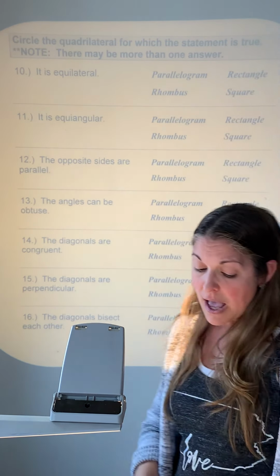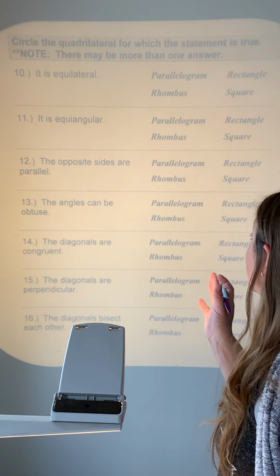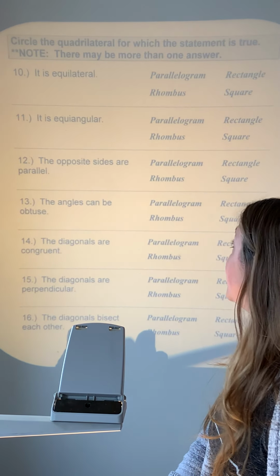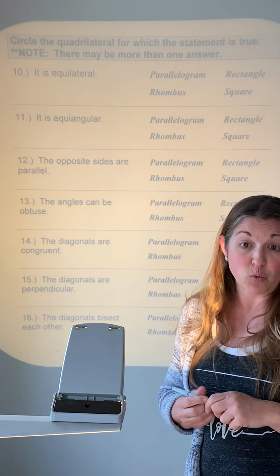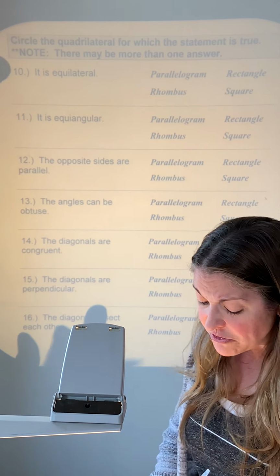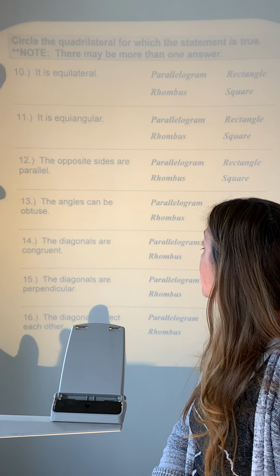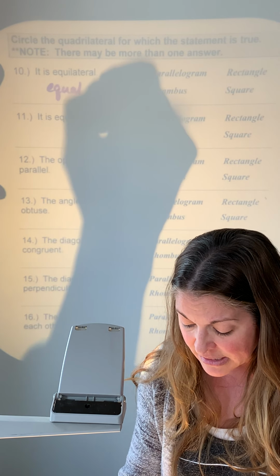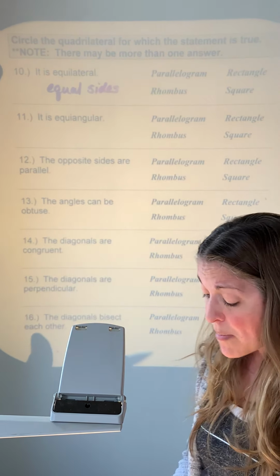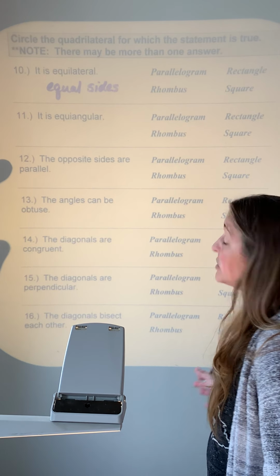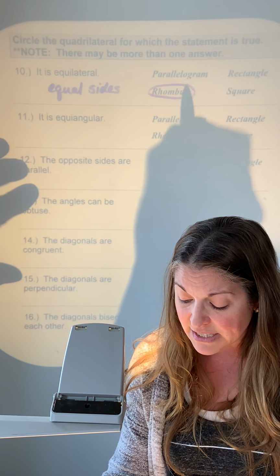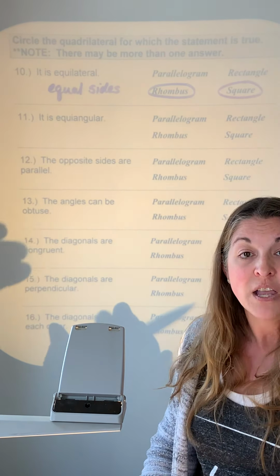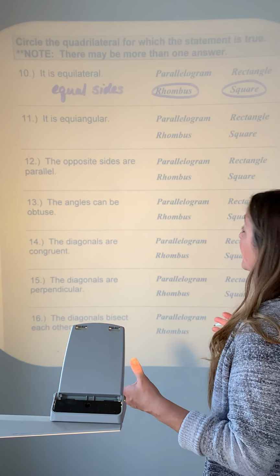So number 10, I'm asking you, basically guys, for this section, I just want you to circle one of the parallelograms, one of the quadrilaterals there, for which the statement is true. And there will be more than one answer, okay? So the first one was, it is equilateral. Well, remember what equilateral means. It means equal sides. So if you remember, we actually have 2 shapes where there's equal sides. We've got the rhombus, and then we took that rhombus and straightened it up, and we made the square. So that's what we mean by sometimes we'll have 2 answers.